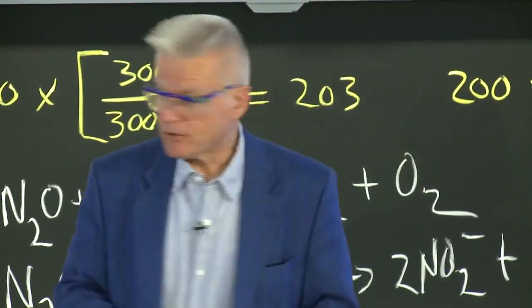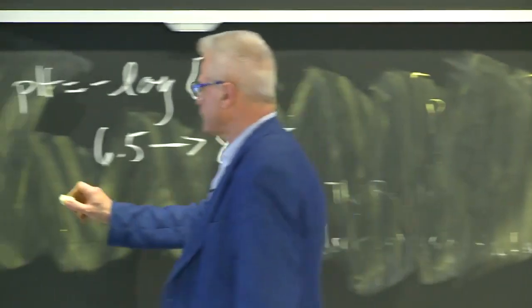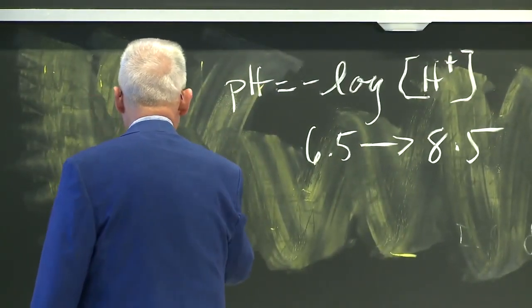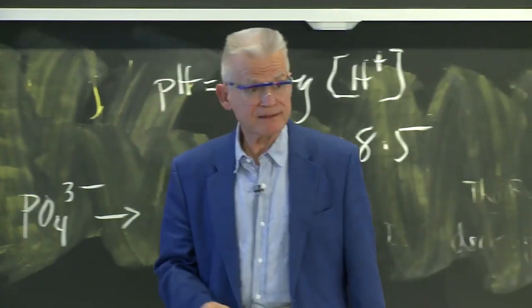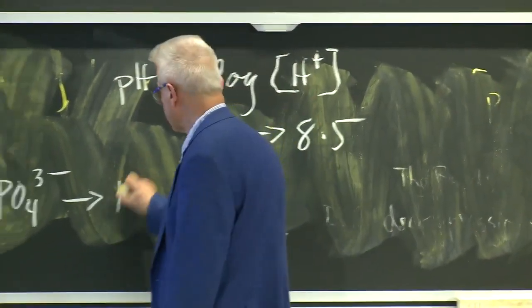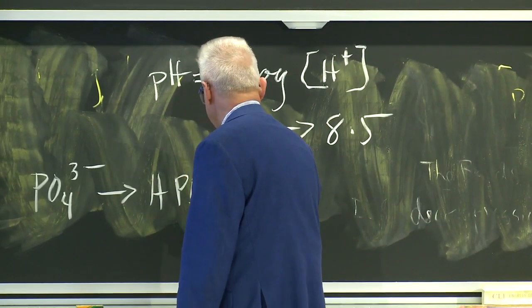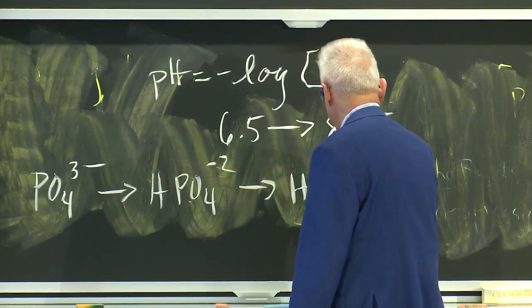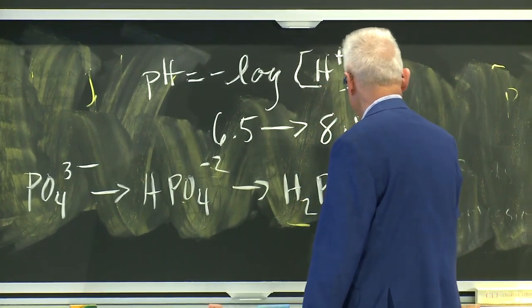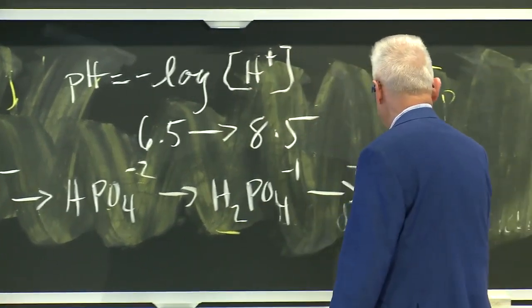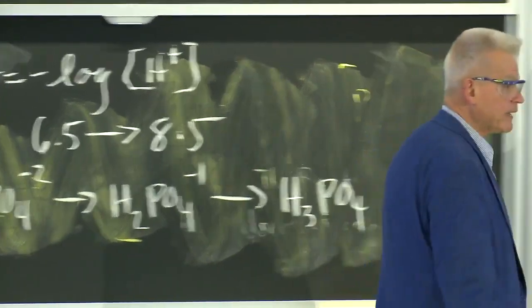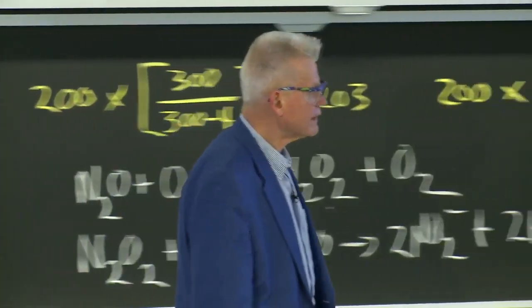It also affects the forms of phosphorus. So remember, you've got PO4 to the 3 minus, but if it's slightly acidic, you might have the hydrogen phosphate, or the dihydrogen phosphate, or you could end up with phosphoric acid, depending on how acidic it gets.